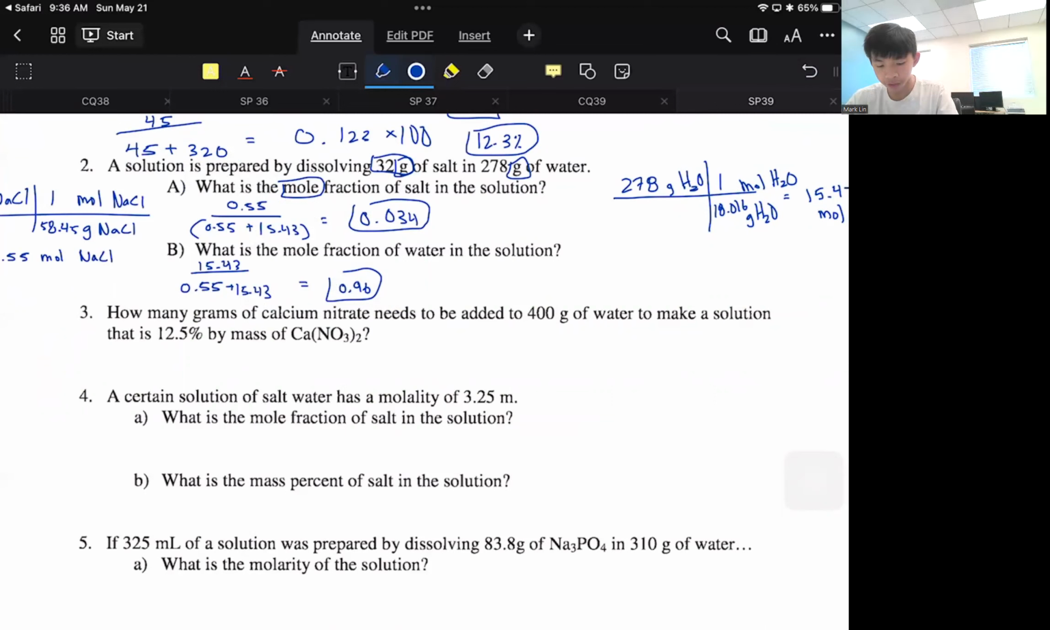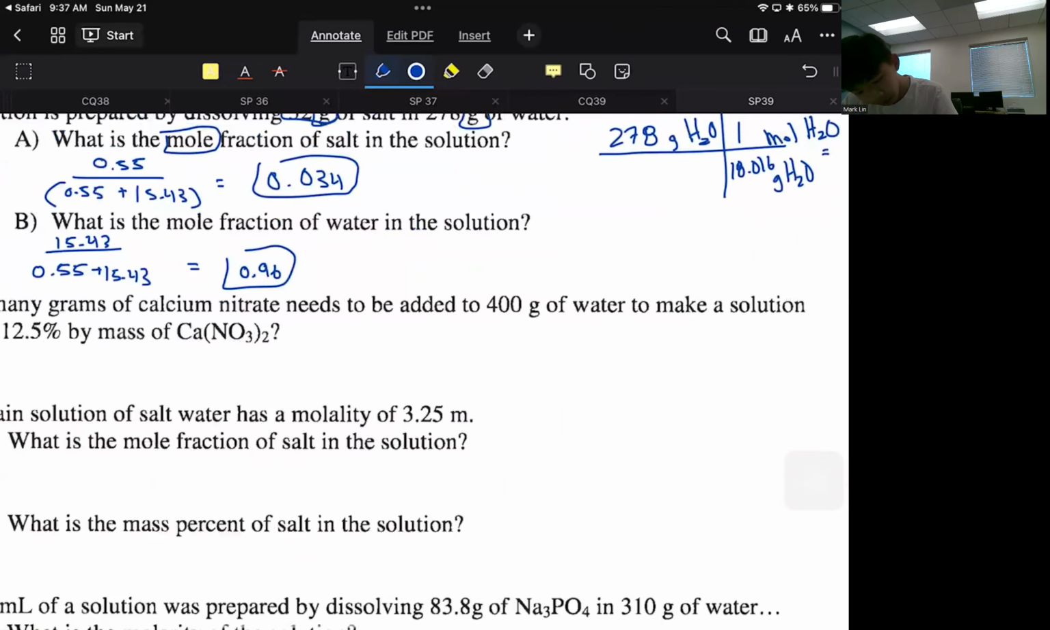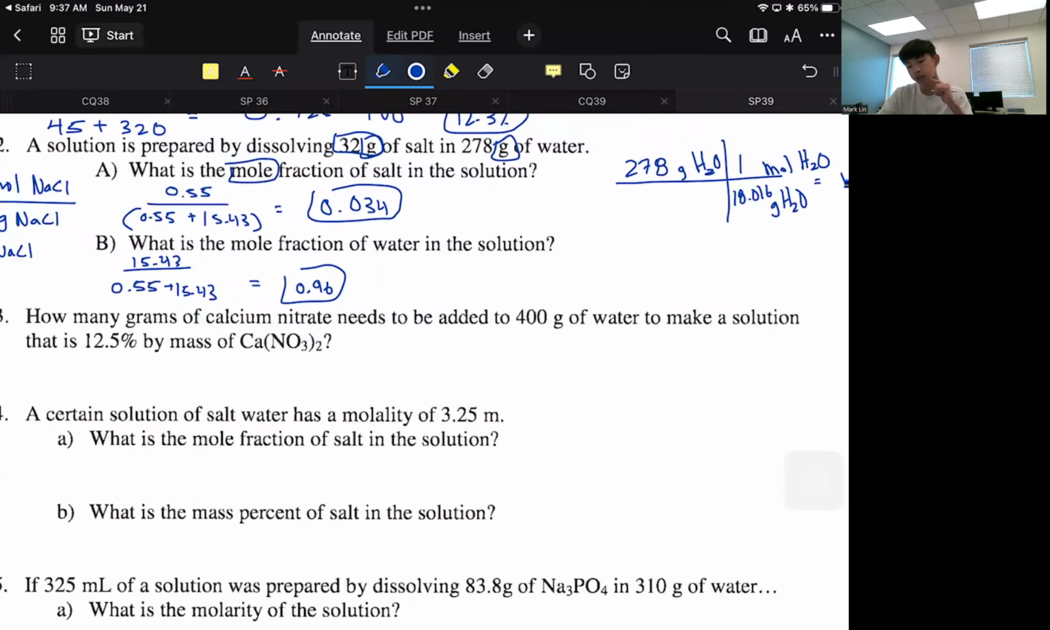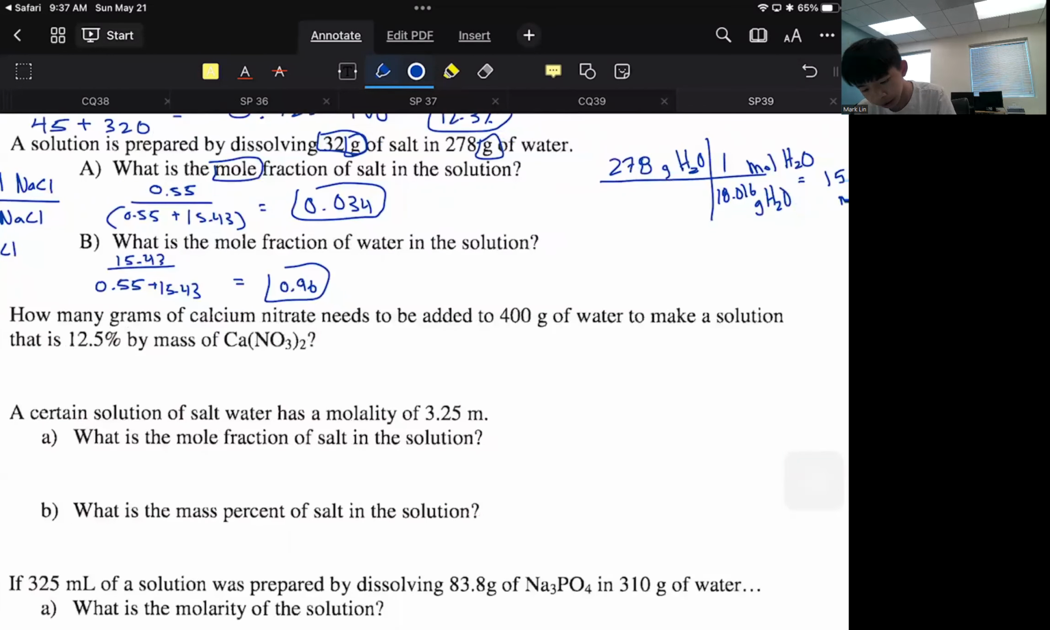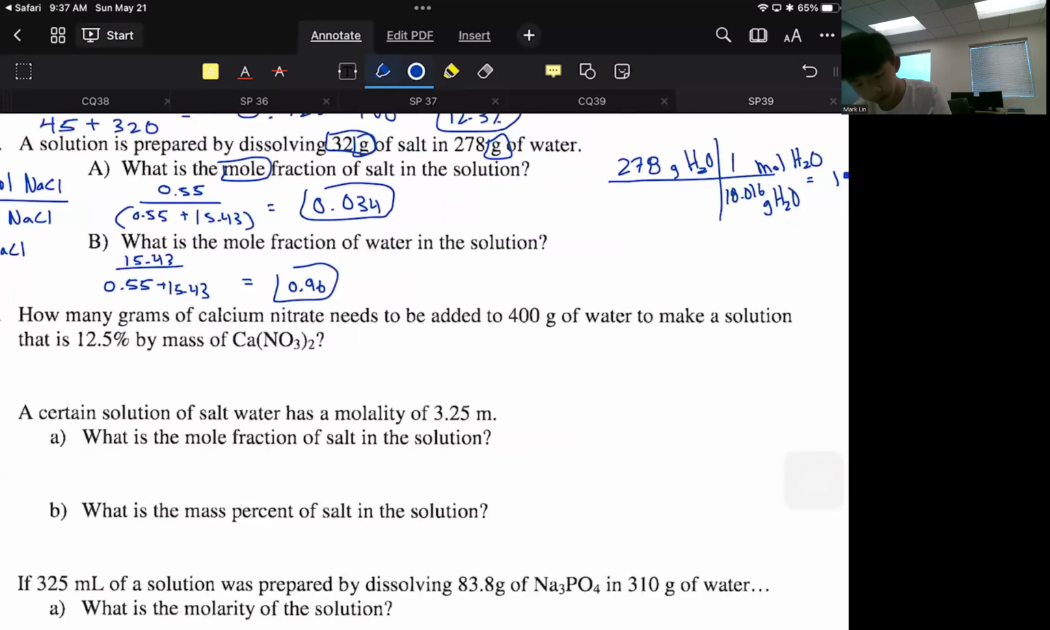Number three, how many grams of calcium nitrate need to be added to 400 grams of water to make a solution that is 12.5% by mass of Ca(NO3)2? Here we're given the mass percent and the solvent. Using the mass percent formula, we don't know the grams of calcium nitrate, because that's what we're trying to find.